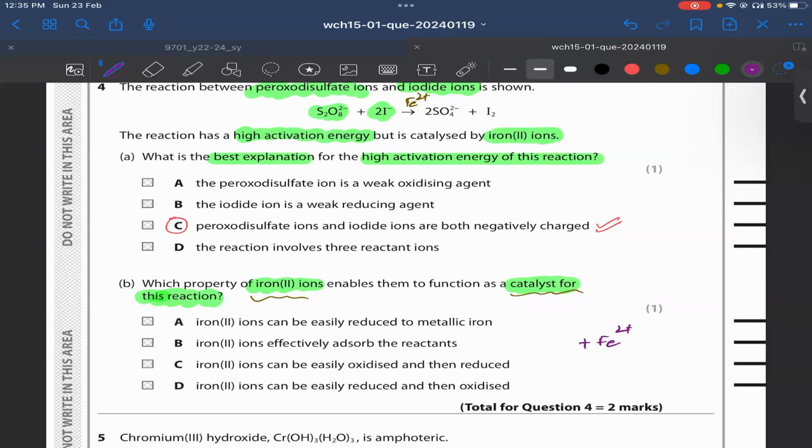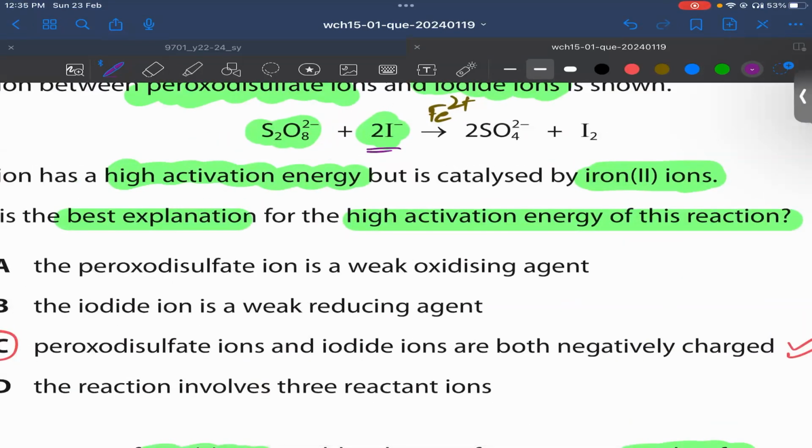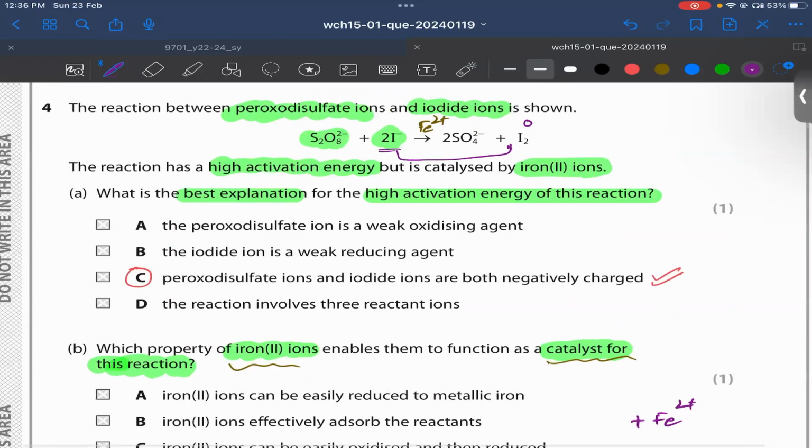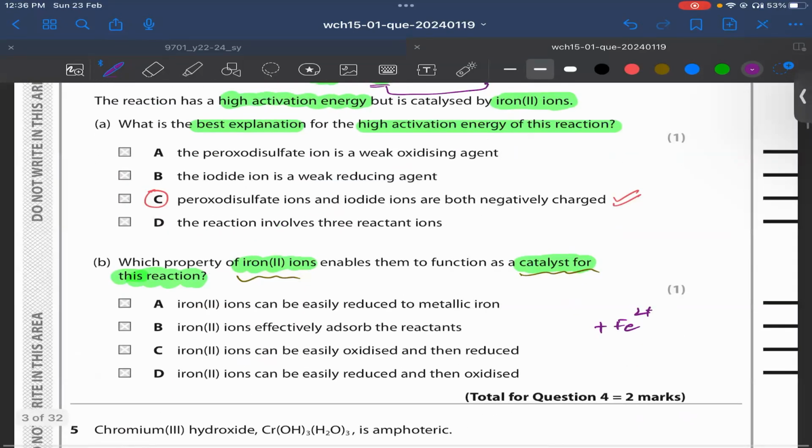So it will react with the particle which is getting reduced in this reaction. So which particle is getting reduced? Is it iodide ion? Iodide is changing from -1 to 0, so this is getting oxidized. So obviously Fe2 plus cannot react with iodide ion. So it will react with peroxodisulfate ion. You getting me? Yeah, okay. Right. So this will react with peroxodisulfate ion, S2O8 2 minus.